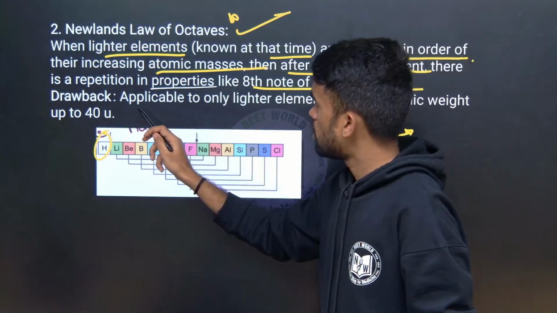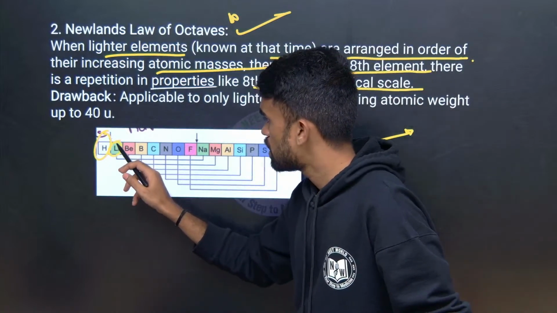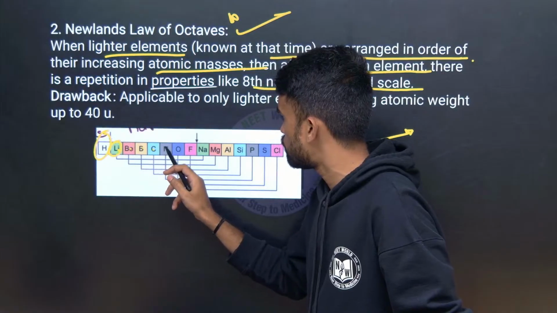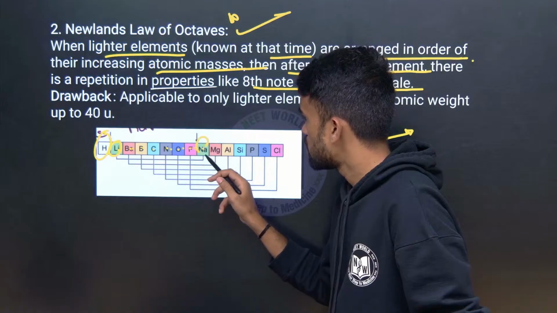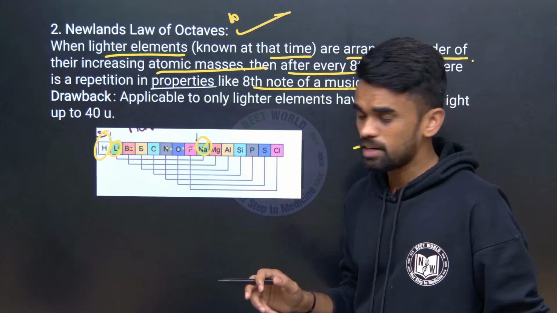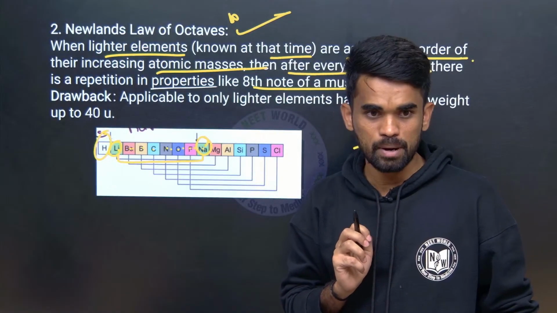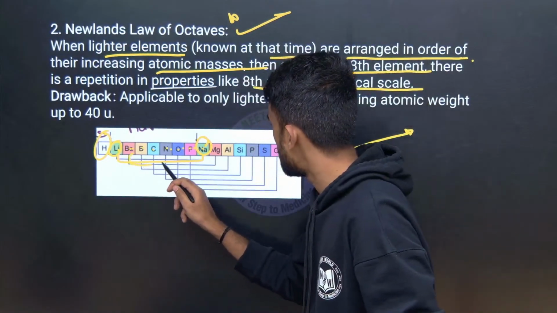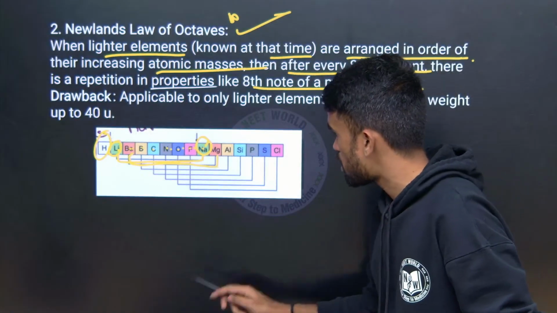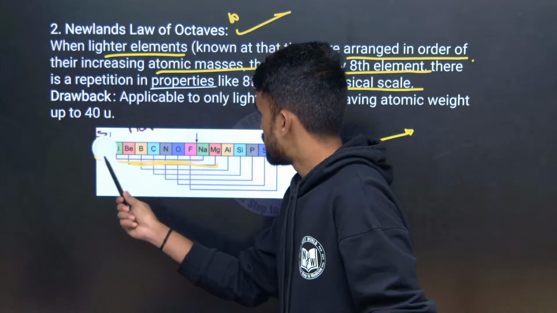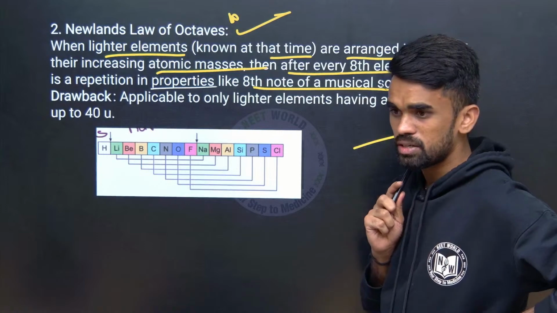There is also a drawback, so let us see once. Here we have lithium. After lithium, 1, 2, 3, 4, 5, 6, 7, 8. Lithium and sodium are both alkali metals, so they will have similar properties. Similarly beryllium and magnesium, like that. Now if you observe this properly, there is no noble gas in this. Check once, is there any noble gas mentioned?